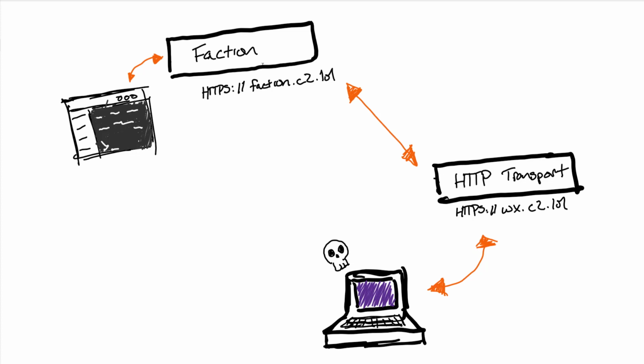In this case, we've released just an HTTP transport. It's a .NET based web server that can be customized with profiles so that you can customize what that HTTP traffic looks like on the wire. By default, it looks like a weather check-in. We're going to be setting up our HTTP transport server at wx.c2.lol, and our main Faction API is going to be at faction.c2.lol.